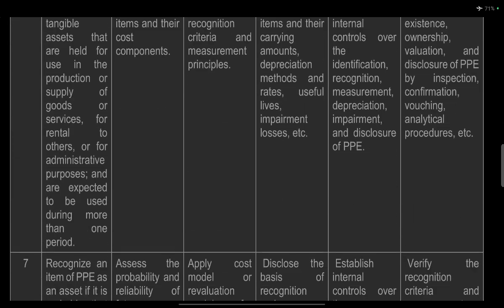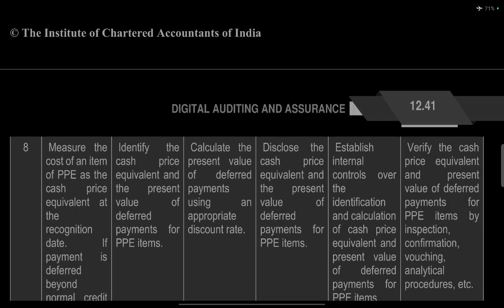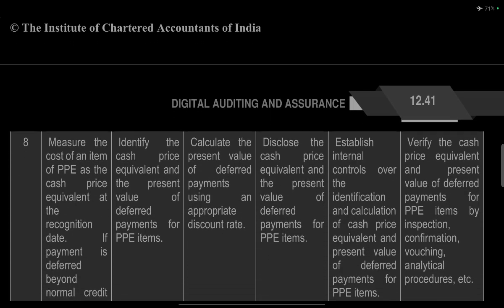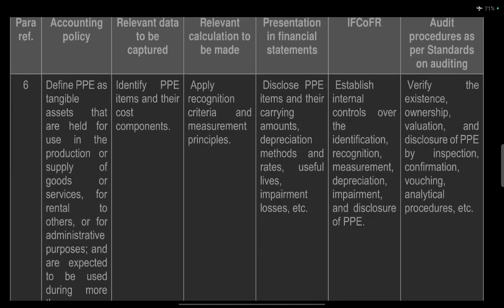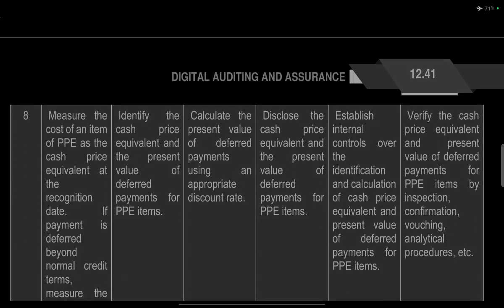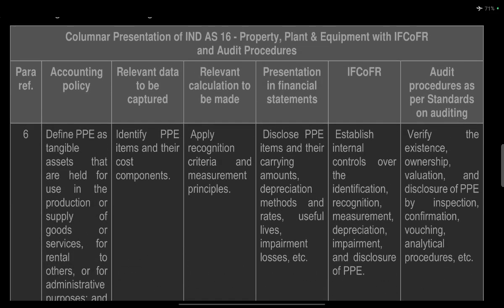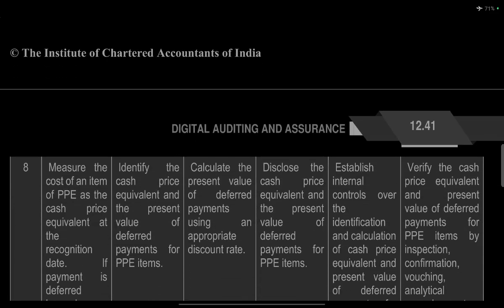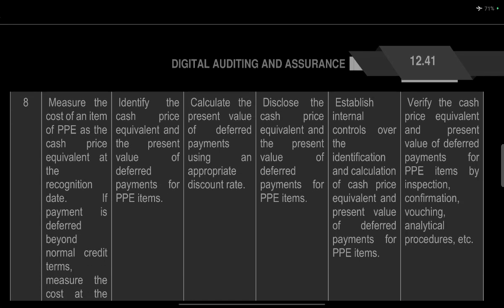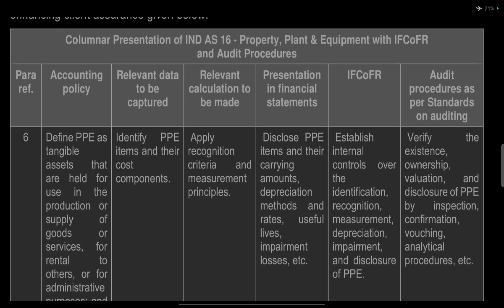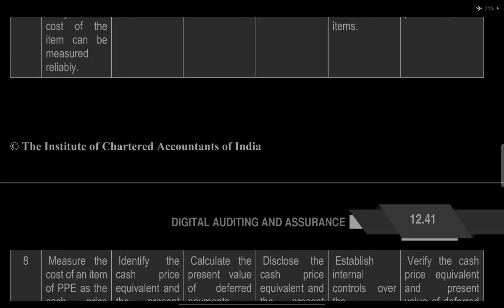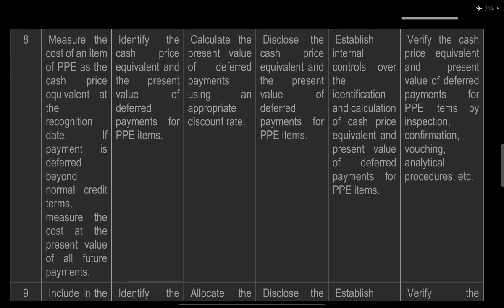Then relevant calculation to be made: calculate the present value of the deferred payments using the appropriate discount rate. Then presentation in financial statements: disclose the cash price equivalent and the present value of deferred payments for the PPE items. Then IFCOFR: establish an internal control over identifying and classifying the cash price equivalent and the present value of deferred payments for PPE items. Then audit procedures as per the standard on auditing: verify the cash price equivalent and present value of deferred payments for PPE items through inspection, confirmation, vouching, analysis and procedures, etc.